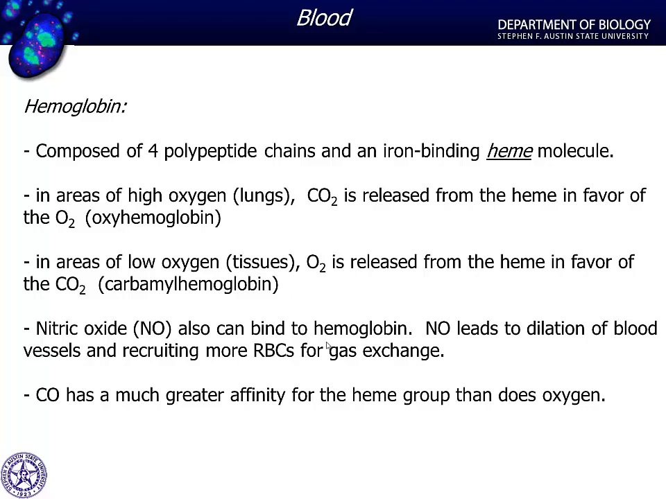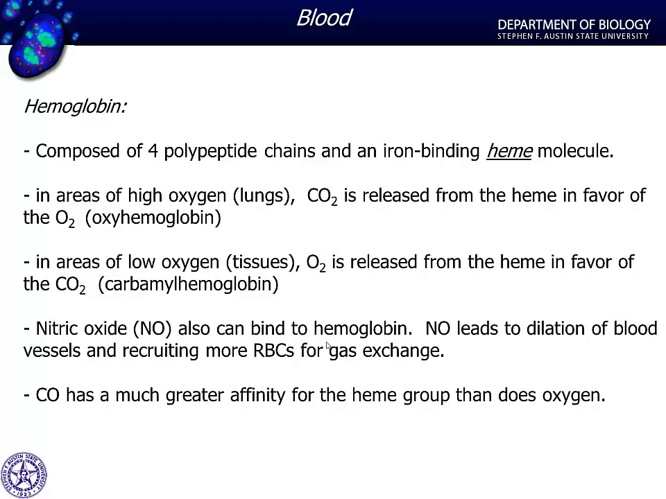So when we look in the lungs, the movement and loading of oxygen to hemoglobin is driven by diffusion. No energy is going to be used. So in the lungs, oxygen is going to be loaded on hemoglobin. And when we get to our tissues, oxygen is going to be unloaded. And this is really a balance that we have with carbon dioxide.